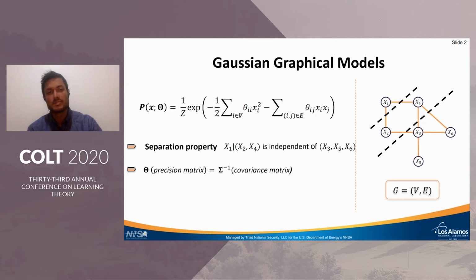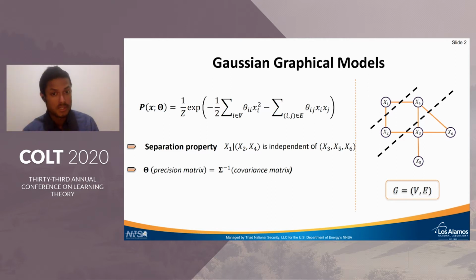What this does is give the Gaussian model the so-called graphical model separation property. For example, on the graph on the right, if you remove the variables x2 and x4, x1 and the rest are now disjoint. This translates directly to a conditional independence property, which is that conditioning on x2 and x4 makes x1 independent of the rest in the statistical sense.